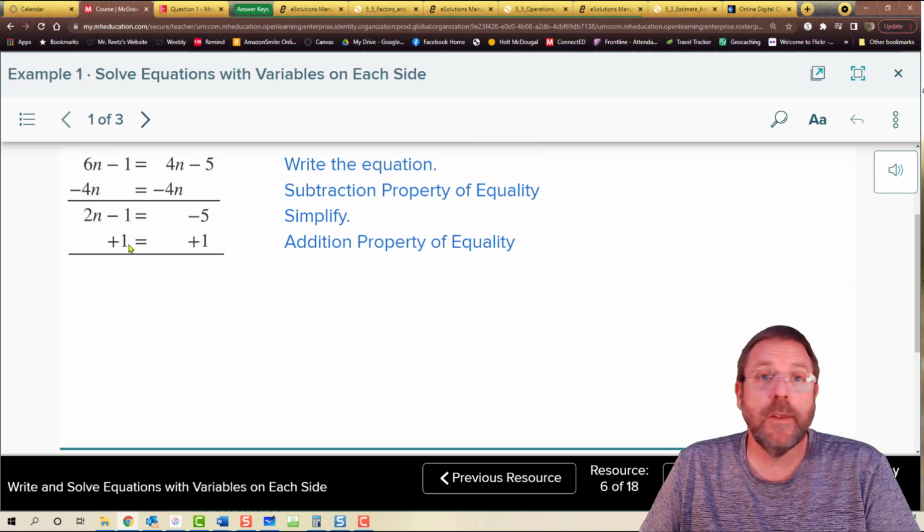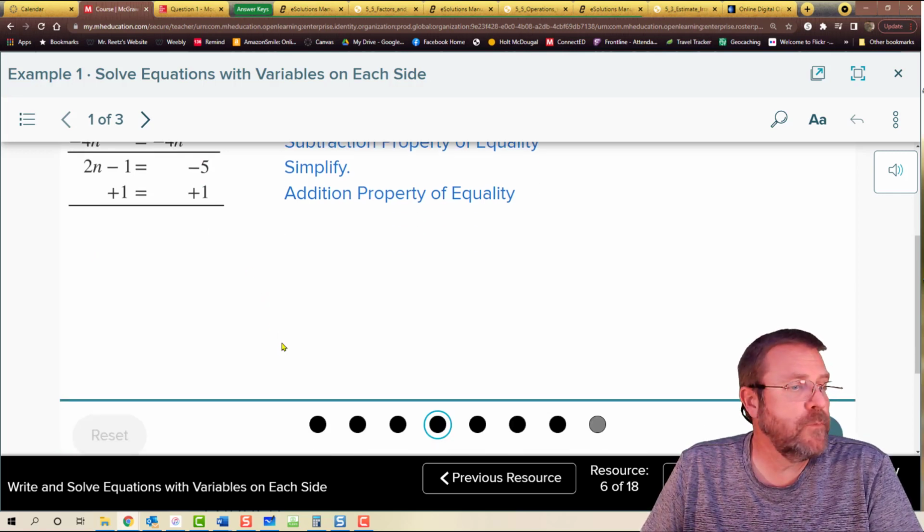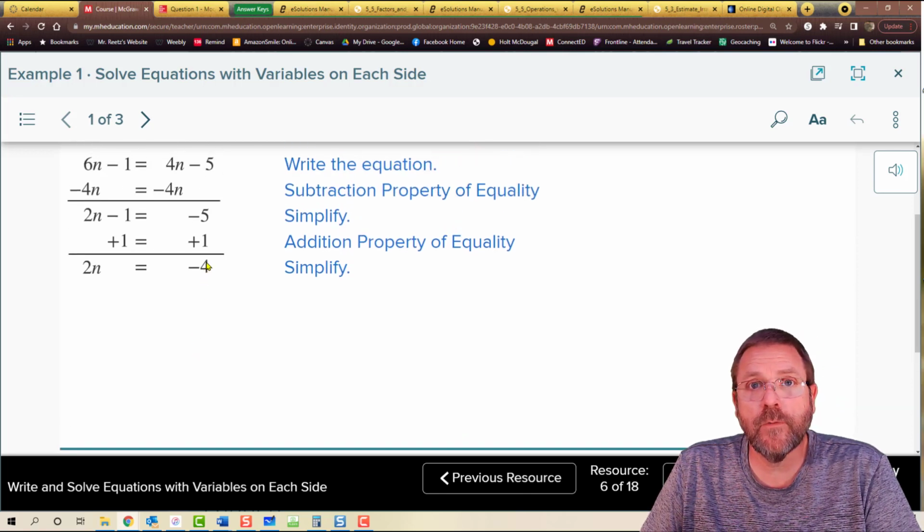sides. These ones are going to zero each other out, leaving 2 times n, and on the right hand side, negative 5 plus 1. Signs are different. Find the difference, with the sign in front of the larger number going in front of your answer. That's going to give me a negative 4.